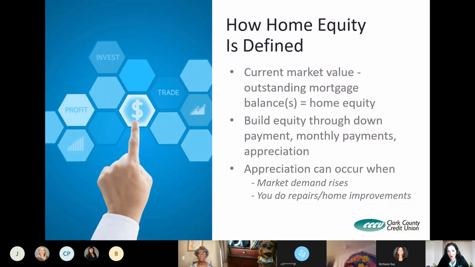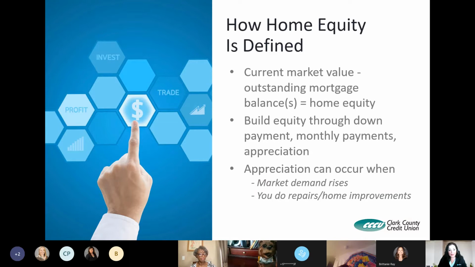Okay, so home equity, what is it? How you determine the equity of your home is you take the value of your home minus your outstanding mortgage balance or balances. So if your home is worth $500,000 and you owe $100,000, you have $400,000 in equity.